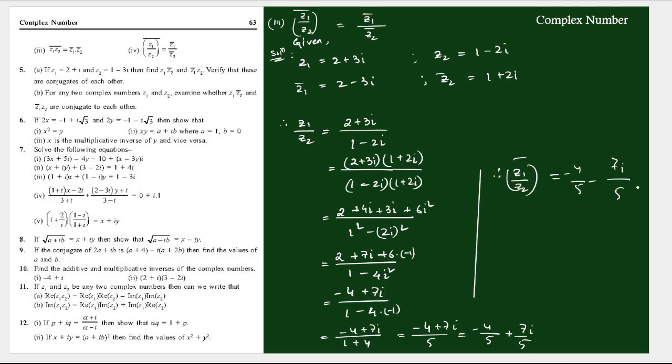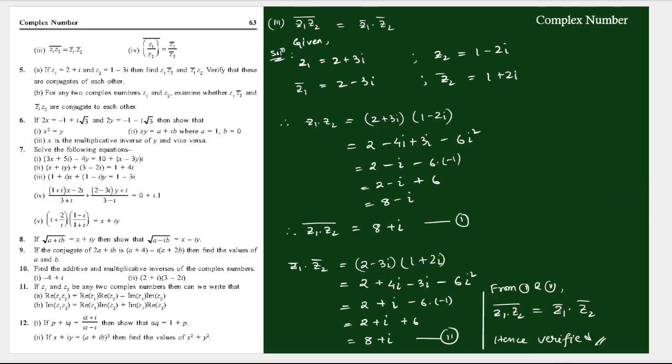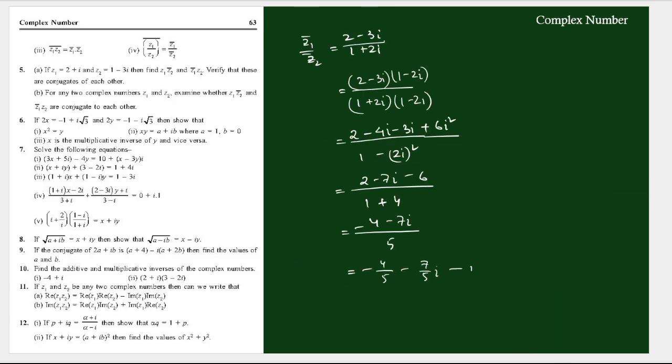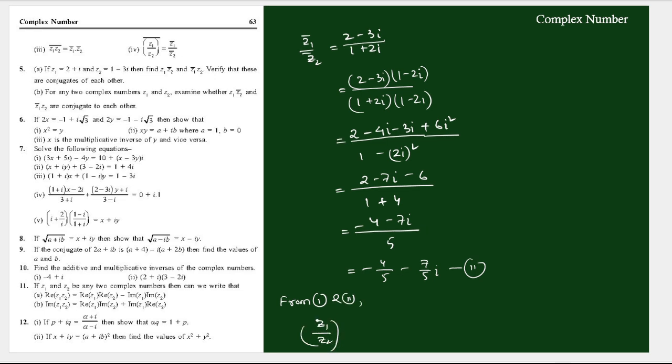See, this is your number 1. And this is your number 2. So from 1 and 2, we can say that the conjugate of z1 by z2 equals conjugate of z1 by conjugate of z2. This is the thing. Okay, 3 and 4 we have completed. So now let's move to question number 5.